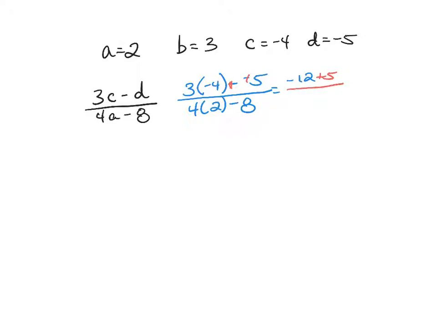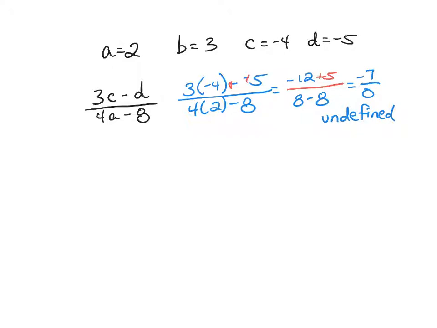So on the top now, I have negative 12 plus 5, which gives me a negative 7. On the bottom, I have 4 times 2, which is equal to 8. I have 8 subtract 8, which is equal to 0. Remember, anytime you have division by 0, if the value of the denominator is equal to 0, we say this is undefined. So you would need to give me an answer of undefined or not possible, that sort of thing. Do not say that that answer is 0.